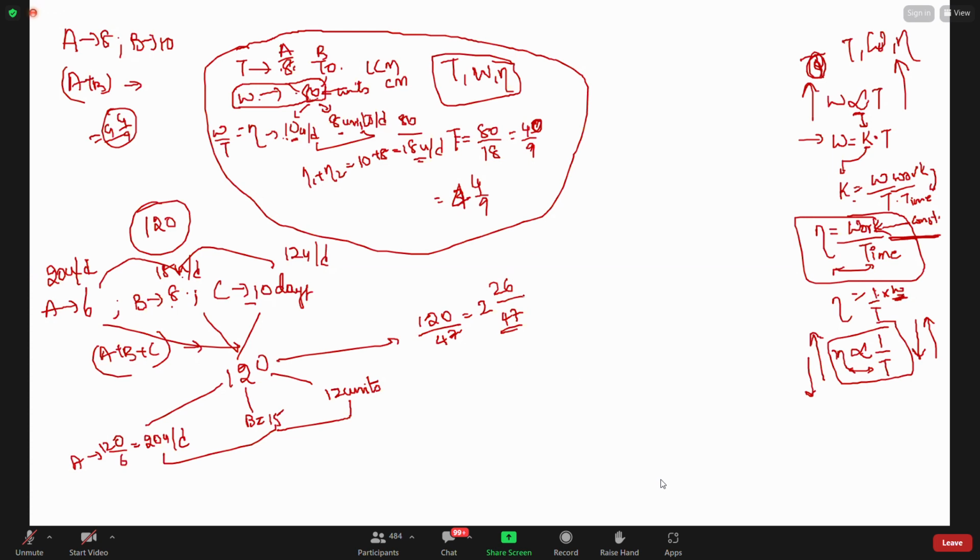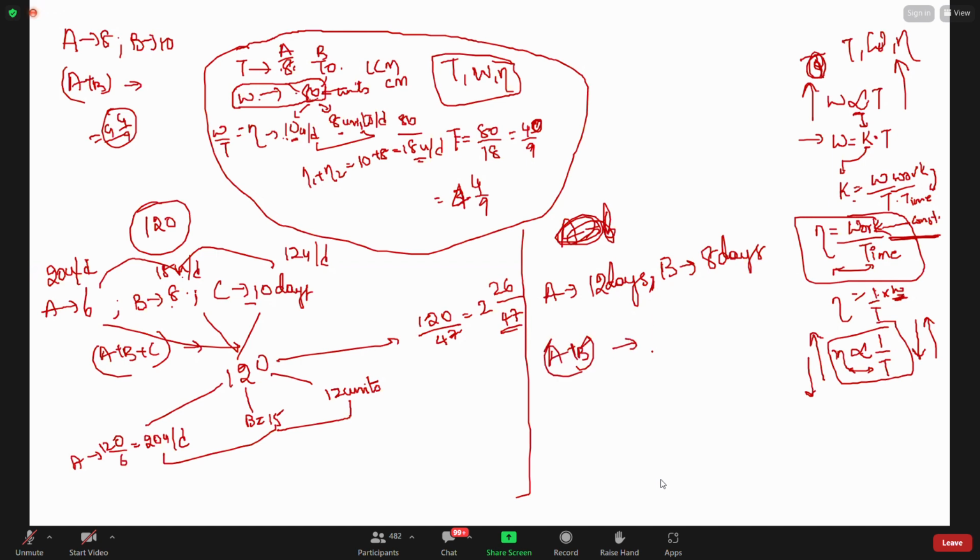All right, great. Okay. One more example. A can complete a work in 6 days. Not 6, let us change the numbers. 6 is becoming very common. A can complete a work in 12 days, whereas B can work in 8 days of time. If A and B work together, how long will it take? Very good, Supraja. If A and B work together, how long will it take?